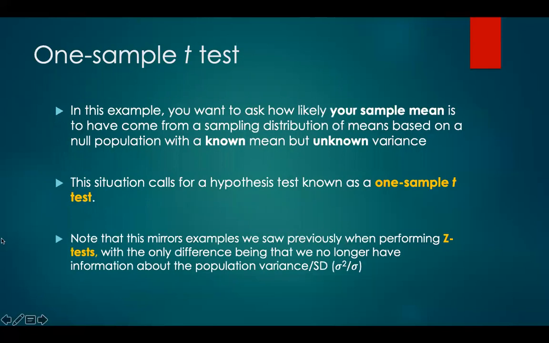Now, in this example, you want to ask how likely your sample mean is to have come from a sampling distribution of means based on a null population with a known mean but unknown variance. This situation calls for a hypothesis test known as a one-sample t-test. Now note that this mirrors examples we saw previously when performing z-tests, with the only difference being that we no longer have information about the population variance, or the population standard deviation.